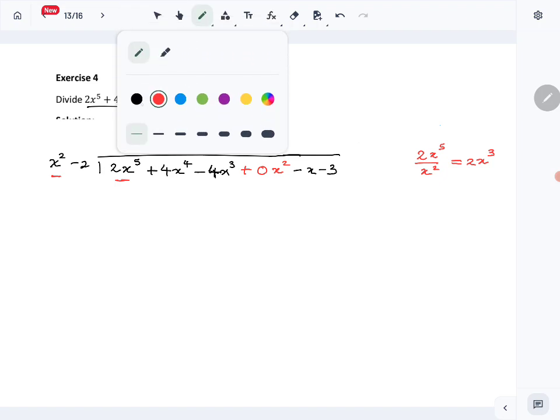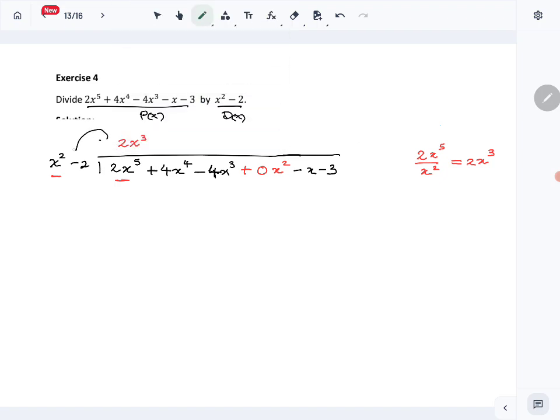Right. Then multiply with the divisor. So 2x cube times x squared minus 2 is what? 2x to the 5 minus 4x cube, right? Minus 4x cube. So 2x to the 5, then it's minus 4x cube. There's no x to the 4 term when we multiply. So put 0x to the 4 and put the minus 4x cube.